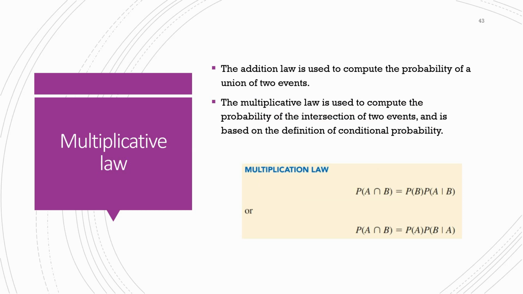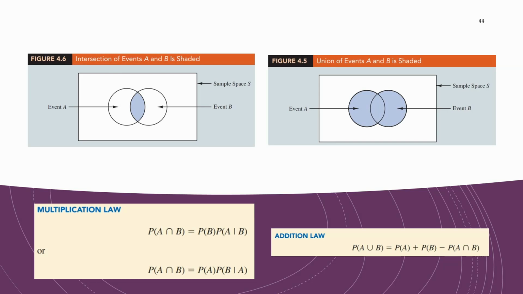We already talked about the addition law. It's used to compute the probability of the union of two events. Now the multiplication law is used to compute the probability of the intersection of two events. Let's look at the next slide to make sure this makes sense. We already talked about the union of events, that's the probability of A or B happening, and we already learned how to calculate that. With the multiplication law, we're looking at the probability of A and B happening. It's this intersection right here, colored in blue.